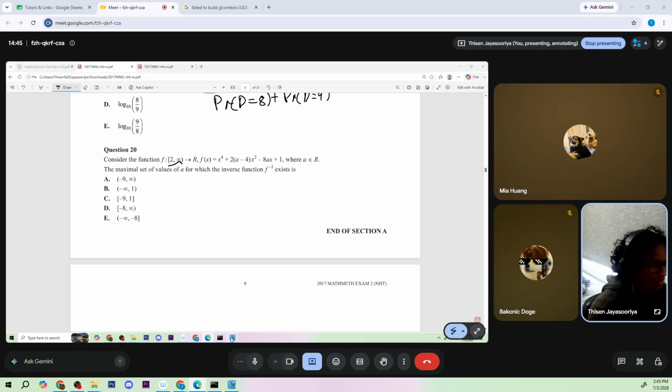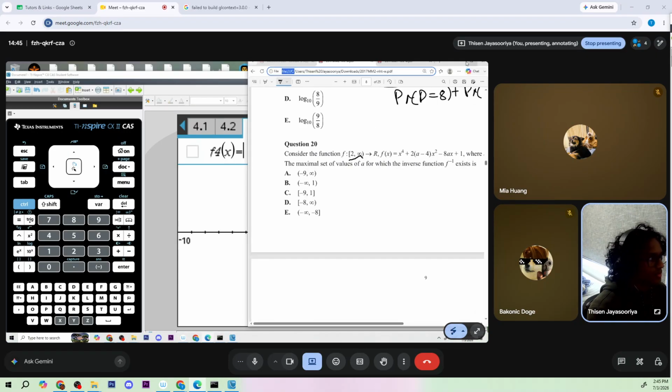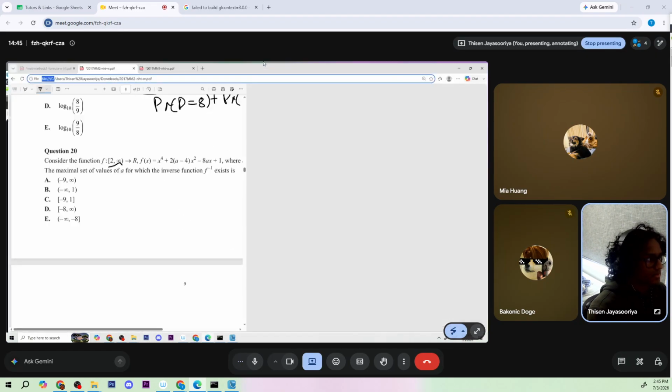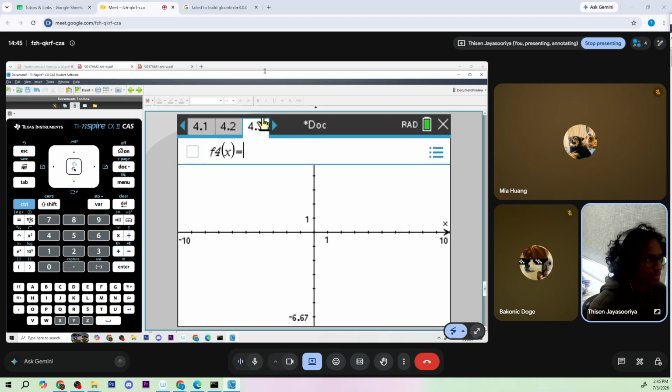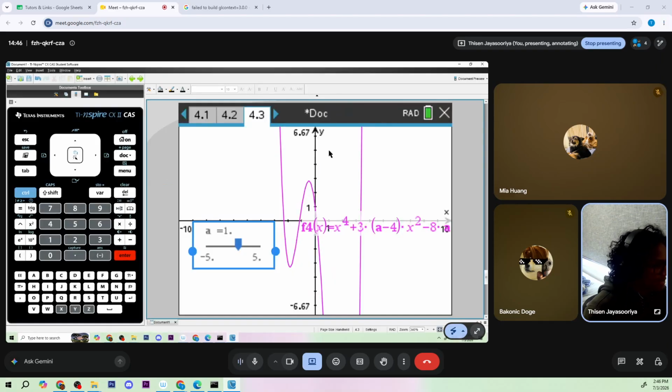So what I'm actually going to do is go to my calculator. Real quick, I'm going to put this whole function in. So let me just check this whole function. This function is going to be x to the power of 4 plus 2 times a take away 4 times x to the power of 2 take a x plus 1. So I'll create a slider for a. And here we can see this function is not 1 to 1.